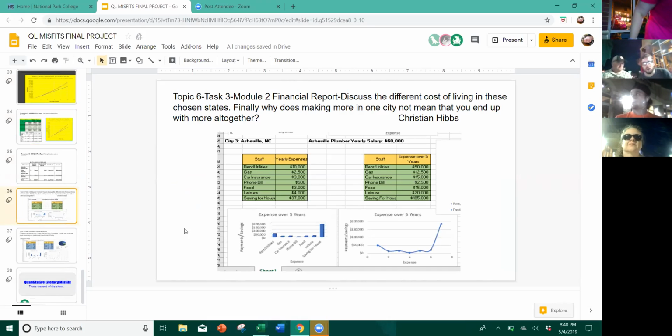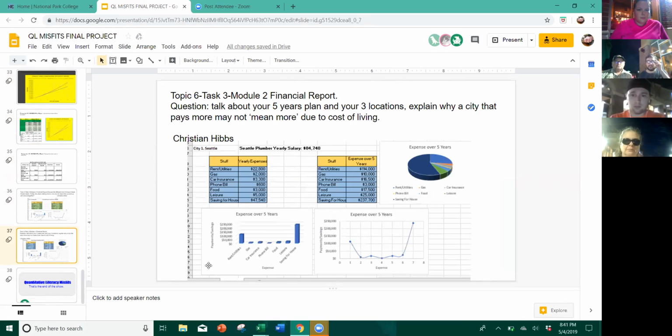Here you go. So my 3 cities: Asheville, North Carolina, that's the most rural one. The career I chose was plumber. Plumbers make the least amount of money in Asheville, North Carolina, but the cost of living is also the cheapest there. So although they had the lowest salary, that doesn't necessarily mean that you save less, because your yearly expenses are a lot cheaper. The next slide.